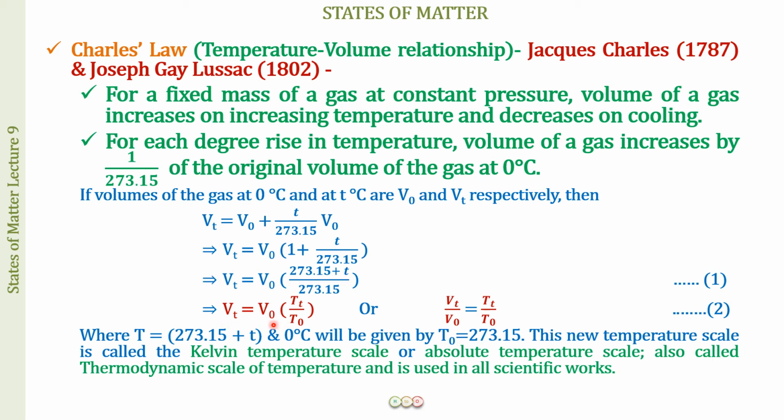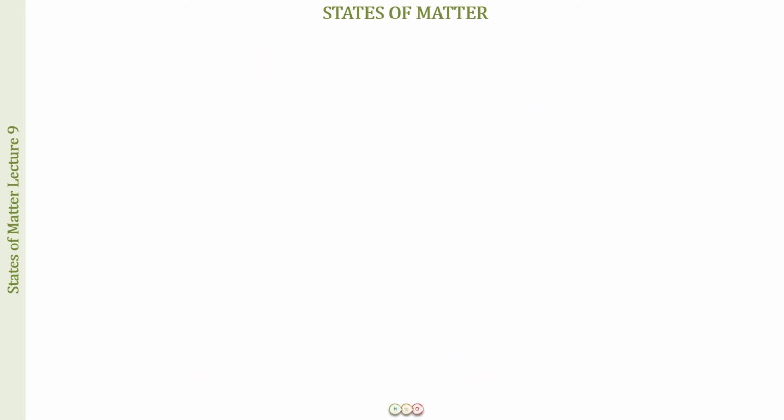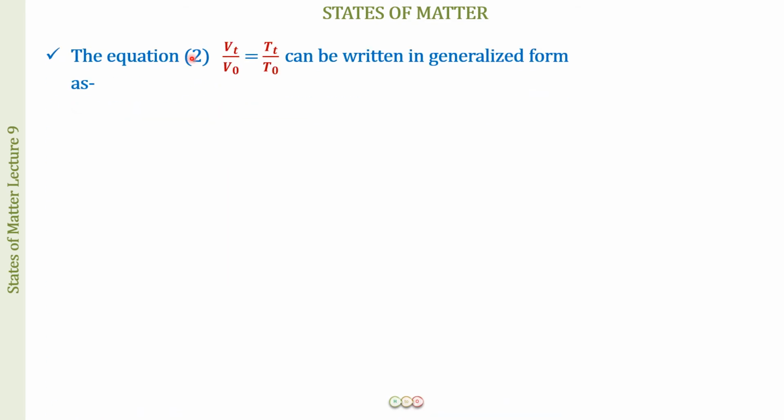So I can just rewrite this equation as Vt over V naught equal to Tt over T naught, where this capital T is denoting the temperature on the absolute scale or the Kelvin scale. And I'm going to just carry this equation further on the next slide. So I hope this is clear to you. So now the equation we have is Vt by V naught equal to Tt by T naught.